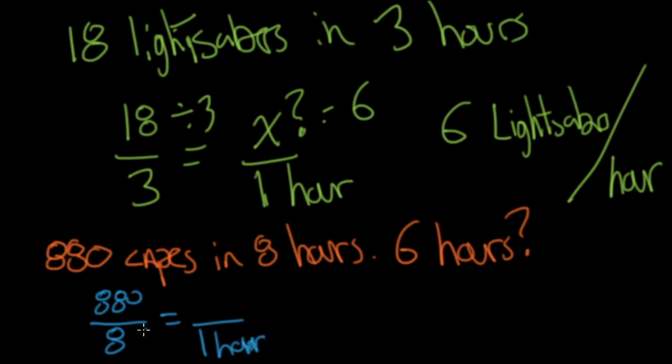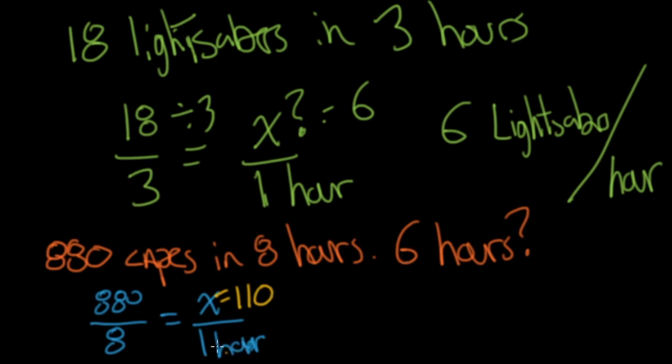Make how many in 1 hour? They'd go and figure that out. And then what would they do with that number? So say they figured it out and said, what's 880 divided by 8? I think that's going to be 110. And then what would you do with that answer if you wanted to get to 6 hours?